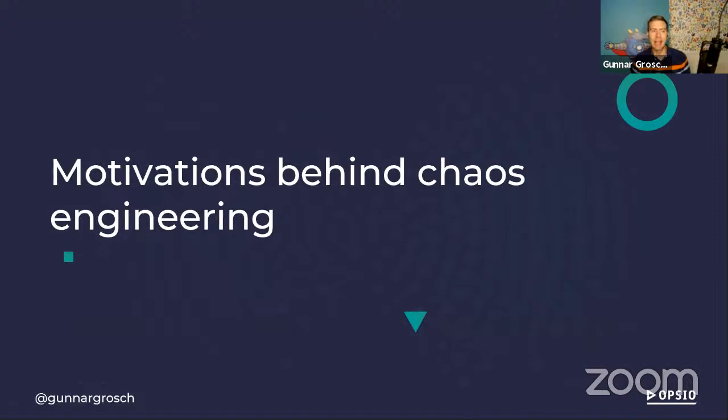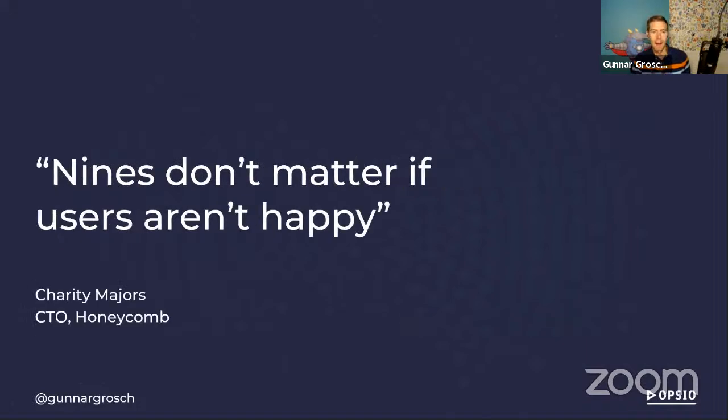So let's look at some of the motivations behind why we want to do chaos engineering. Nines don't matter if users aren't happy. That's a famous quote by Charity Majors of Honeycomb. And I think we can have these dashboards full of SLAs, SLOs, SLIs, and whatnot, measuring all types of metrics from our systems. But what actually matters in the end is having users that are happy that the system works as they intend.